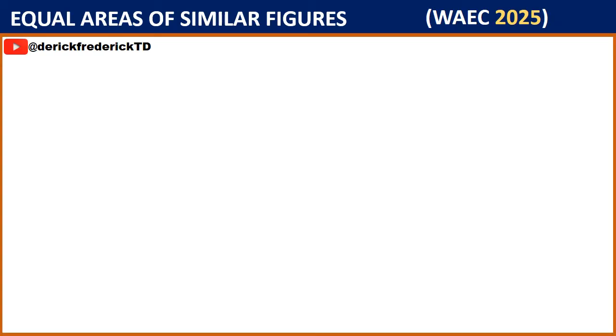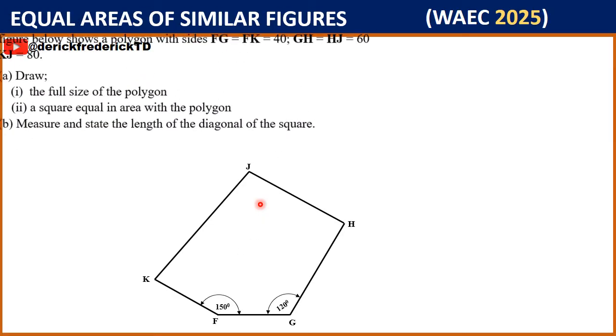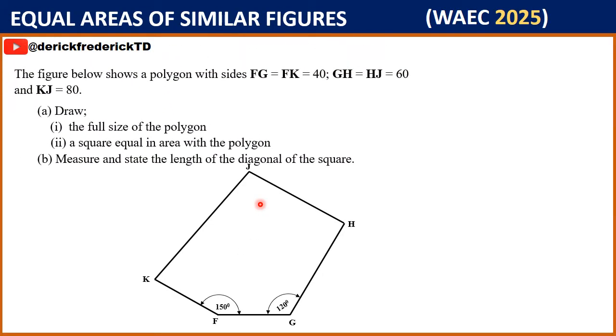So I am going to attempt the last question in the just concluded 2025 technical drawing WAEC. The question says that the figure below shows a polygon with side FG equal to FK equal to 40 mm. So this is 40 FG and this FK is 40 as well. Now GH is equal to HJ and is equal to 60 mm. Then we have KJ is equal to 80 mm. So draw the full size of the polygon.